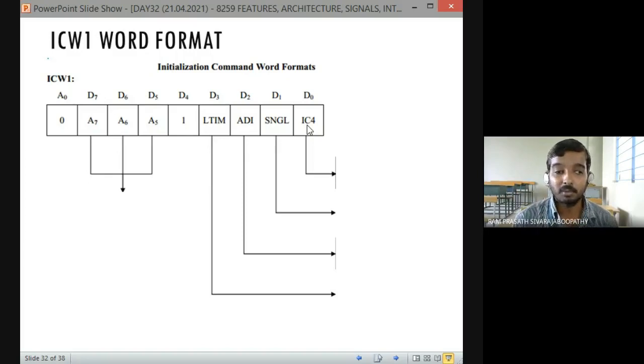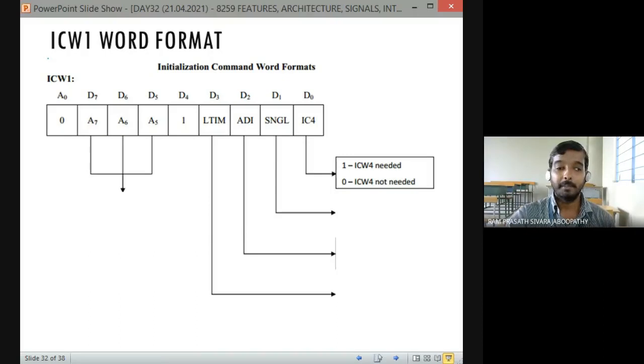Okay, coming to IC4, what does it mean when this bit is 1 or 0? What is the meaning of this? If I make this bit 1, what is the meaning? Here I decide whether the ICW4 command is needed or not needed. Yes, yes or no? Yes. Okay, what about the next bit?